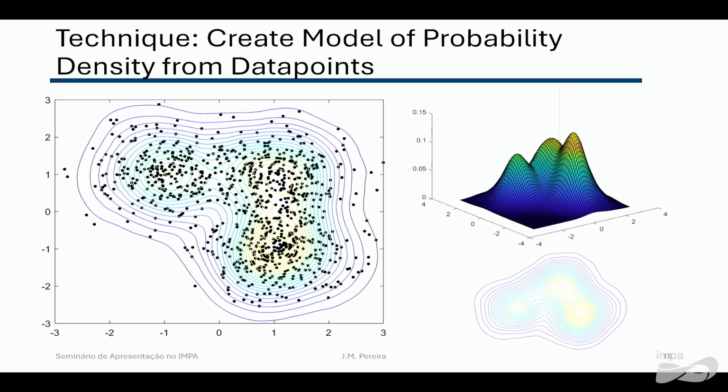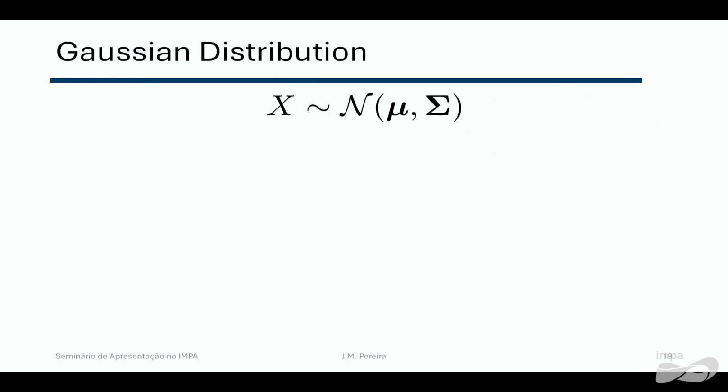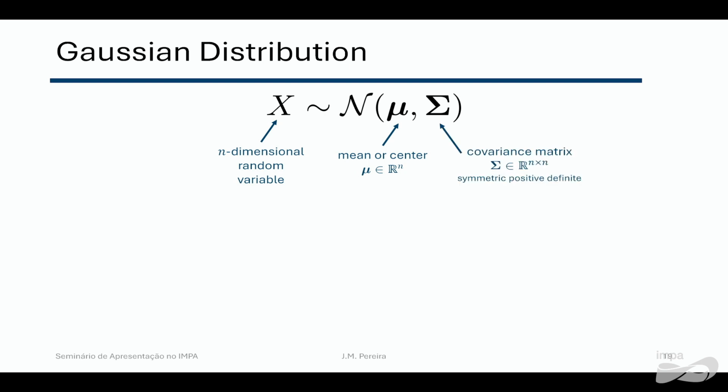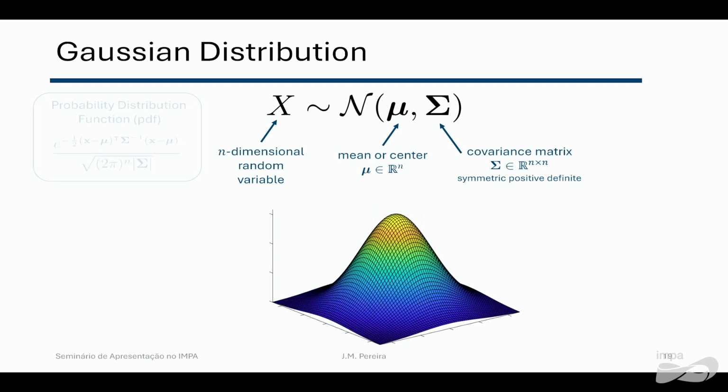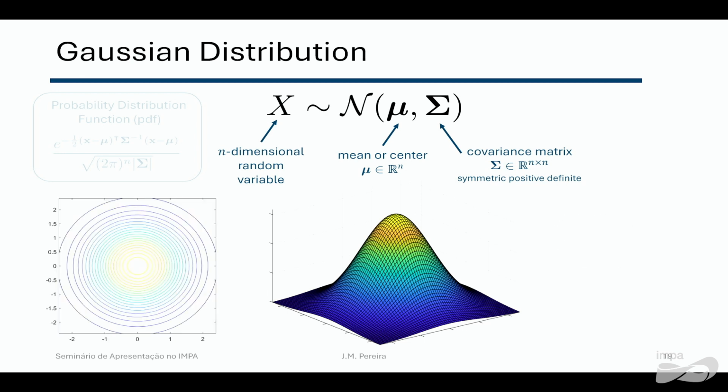One model that people like to use a lot on data, the first one that appears in a lot of cases, is the Gaussian distribution. The Gaussian distribution of an n-dimensional random variable is given by a mean, also called the center sometimes, which is a vector in R^n, and a covariance matrix in R^(n by n), which is symmetric positive definite. And this is the PDF, the probability density function. It looks like this for 2 dimensions, and like this from above.